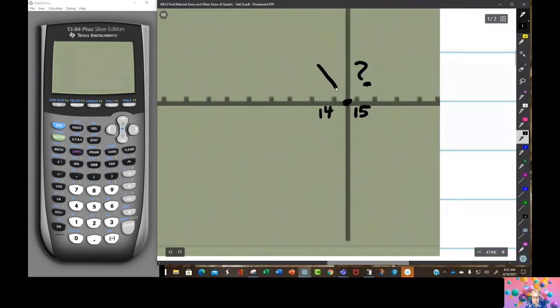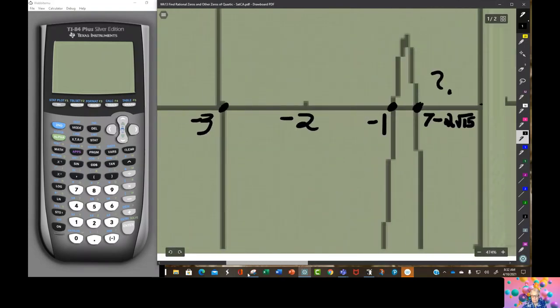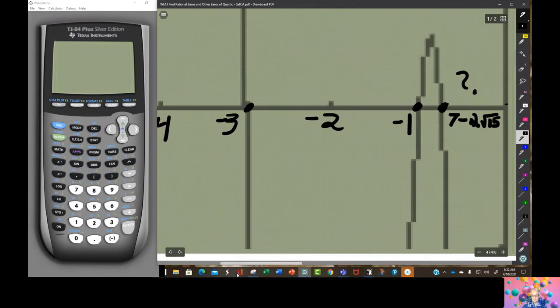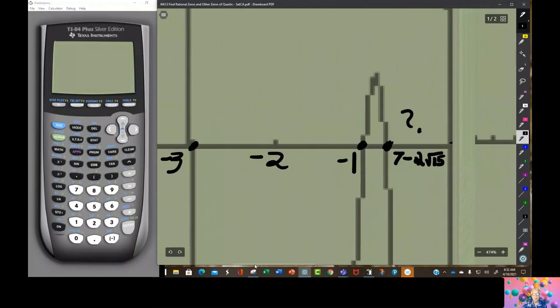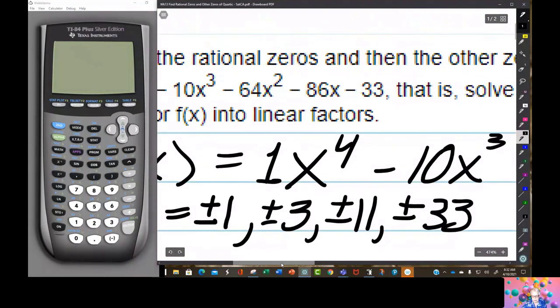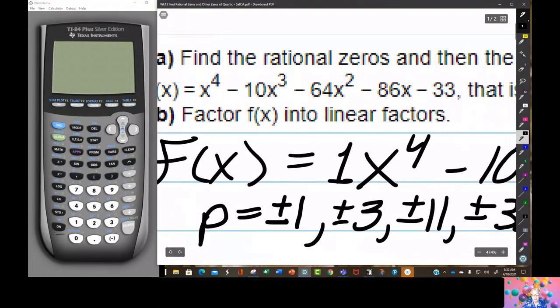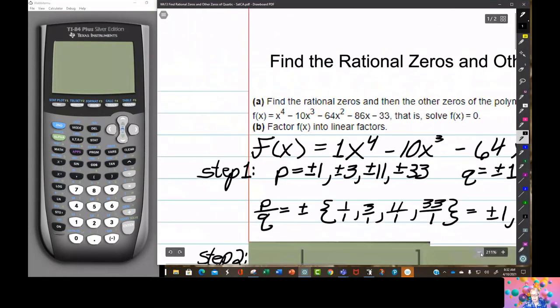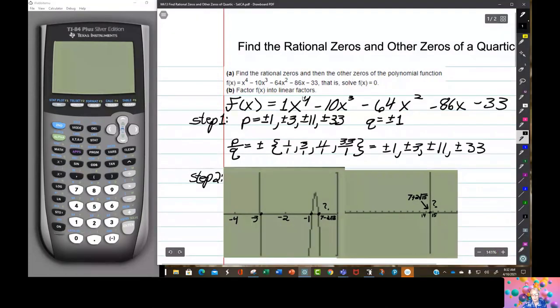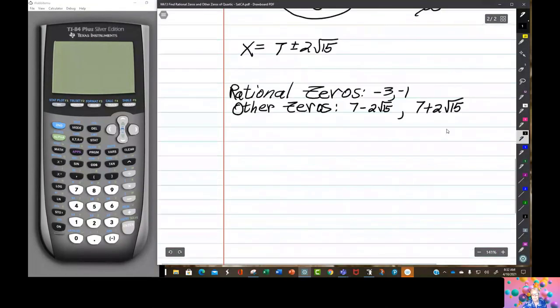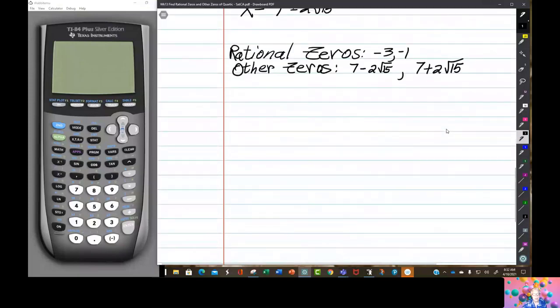And this is 7 plus 2 times the square root of 15. Okay, there's one more step, of course. Factor f of x into linear factors. Bring that down. Factor f of x into linear factors. A linear factor has highest power 1. We're going to use our factor factory.